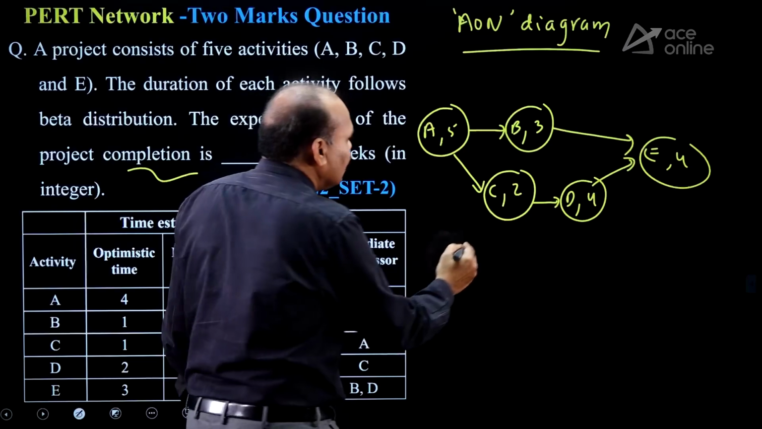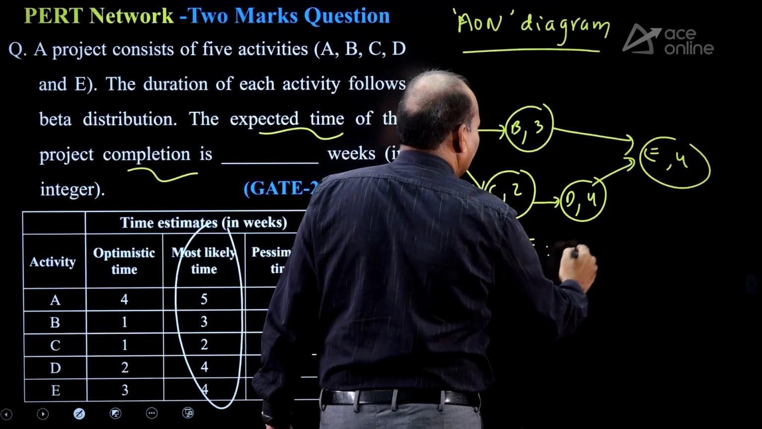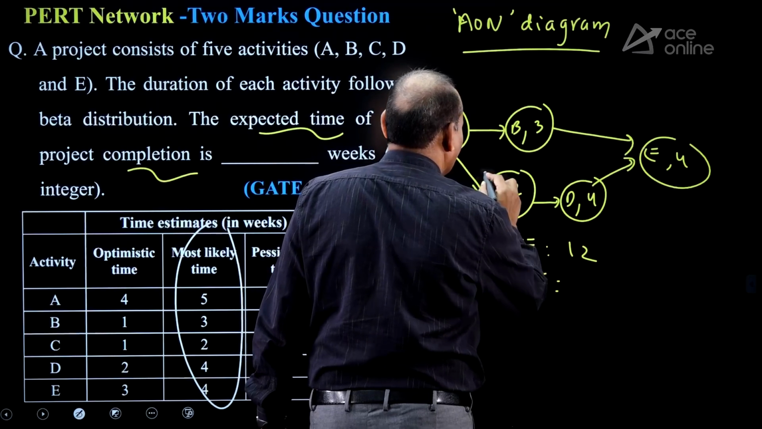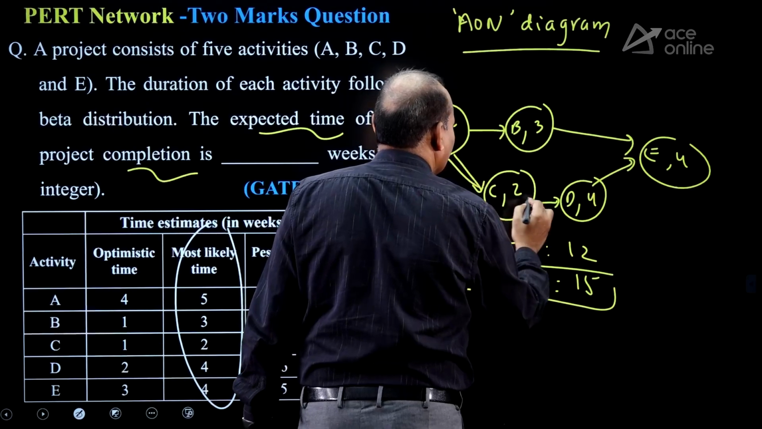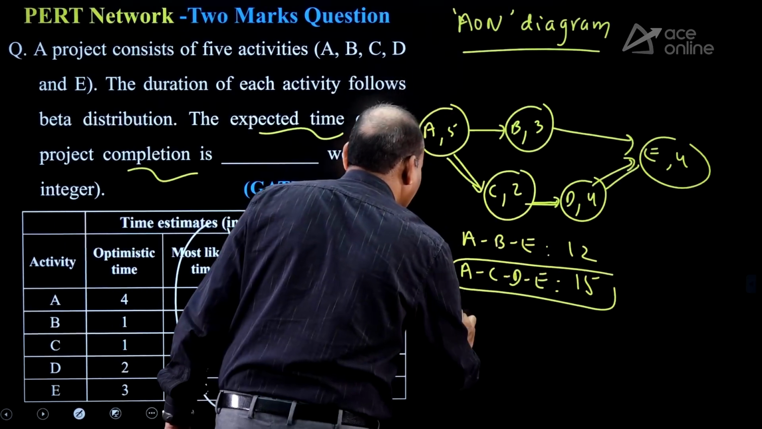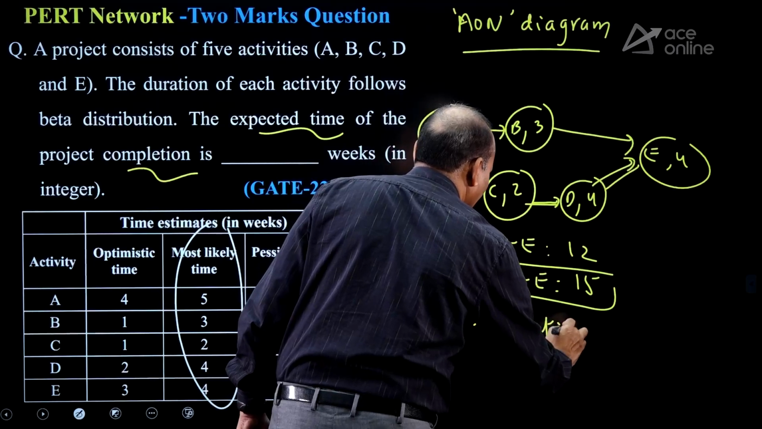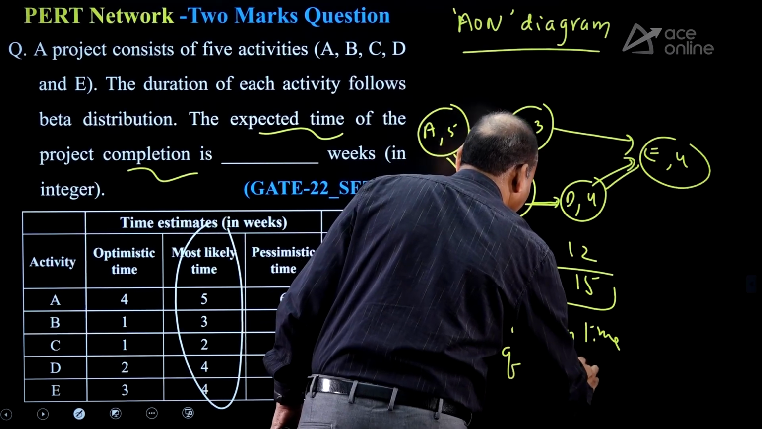Get the critical path. ABE: 8 plus 4, 12. ACDE: 7, 11 plus 4, 15. The critical path is ACDE. Expected completion time of the project, how much? 15. That's it.